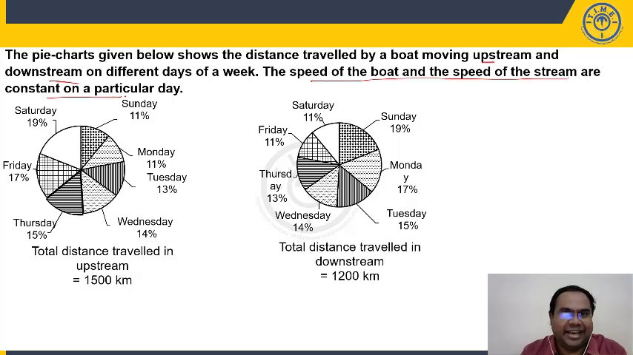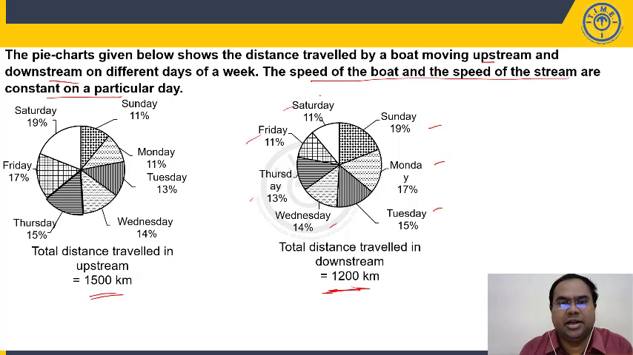It won't vary. Similarly, the speed of the stream won't increase or decrease, it will be constant. So, the speed of the boat and the stream are constant. The first pie chart shows the total distance traveled in the complete week, Sunday to Saturday. Total upstream distance is 1500 kilometers. Total downstream distance is 1200 kilometers. What percentage was traveled on each day of the week is distributed in these 2 pie charts.